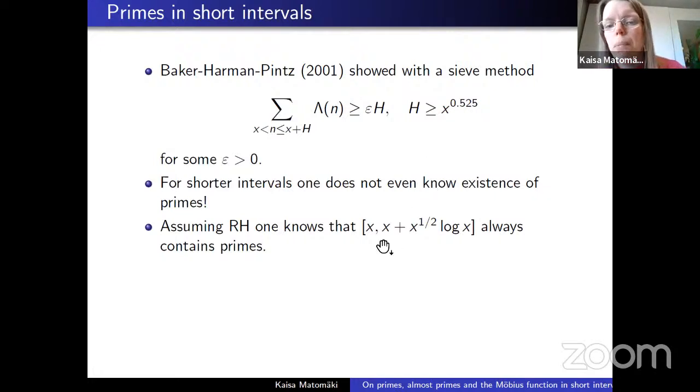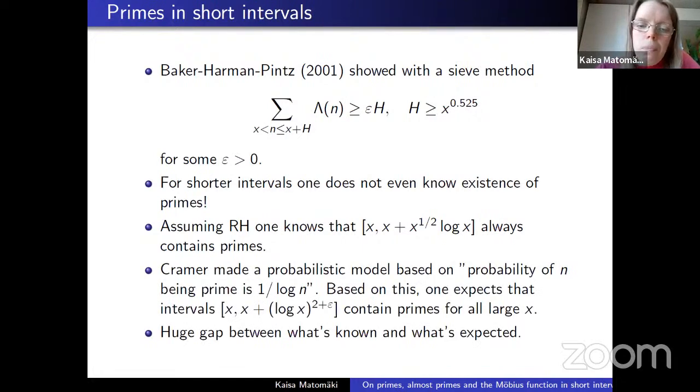Then we know that there are primes in intervals of length x^(1/2) times log x, but it doesn't help too much actually, because unconditionally we have 0.525, and with the Riemann hypothesis we get x^(1/2) times log x. So it's not so helpful here, in particular compared to what we expect to be true.